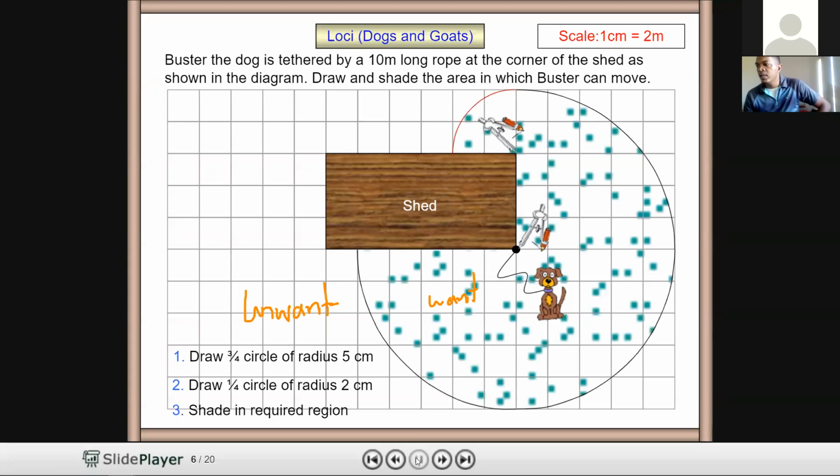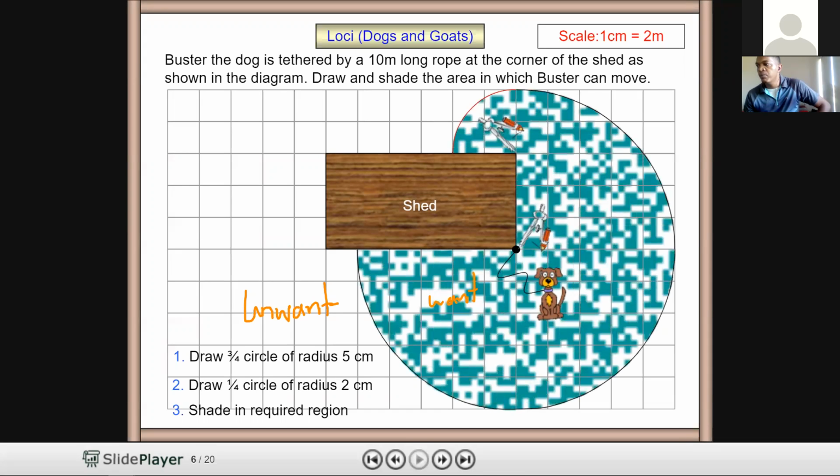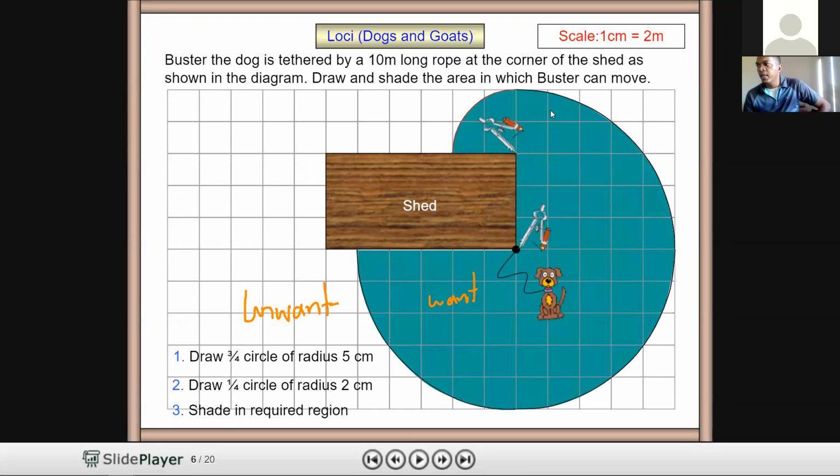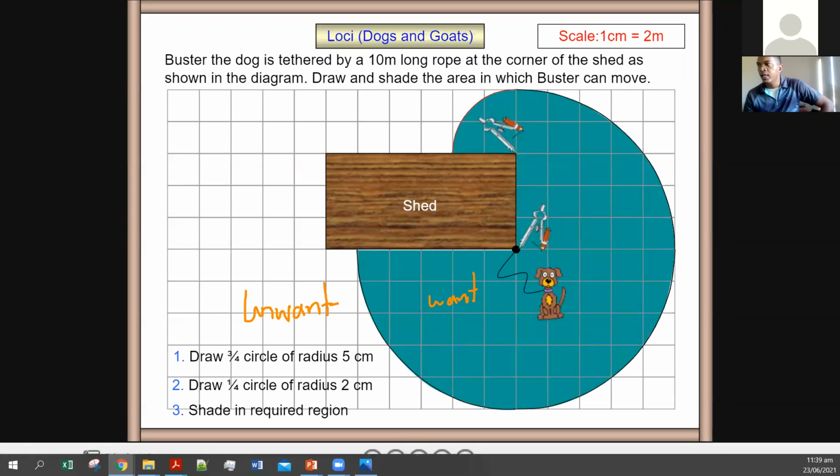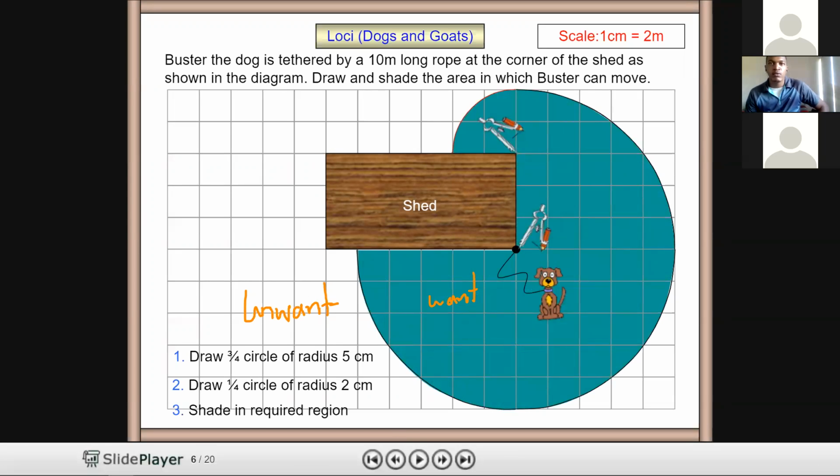Once we are done with that, we just shade in the part that we want. And that will be the area the dog can move. And then this would have given you full marks.